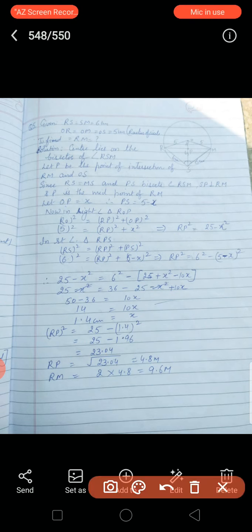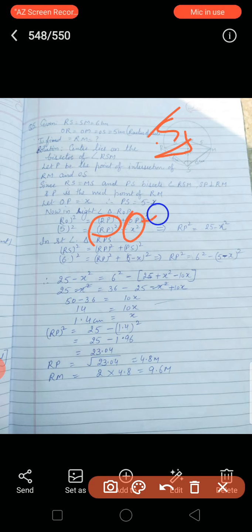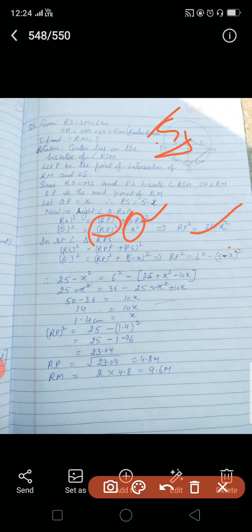So here we have taken triangle ROP. In this triangle we can use Pythagoras: the hypotenuse is 5, so 5 squared equals perpendicular squared plus base squared. We have taken x as the base, so we put the value here. So the perpendicular squared is 25 minus x squared after transposing. So we got the length of the perpendicular from here.